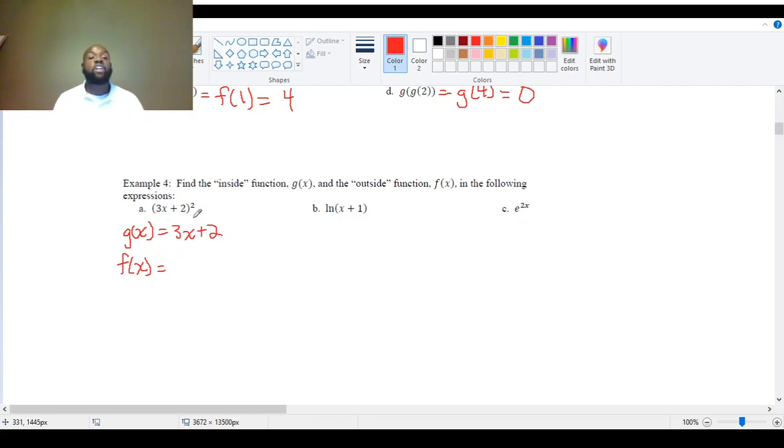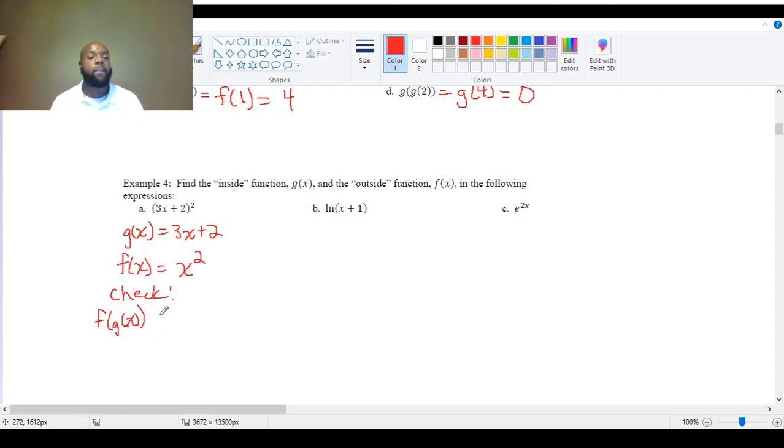And the outside function is what we do to that inside function. All right, now what we're doing to this inside function here is squaring it. So my outside function is just a variable squared, all right? Now we can check ourselves by doing the composition of functions.